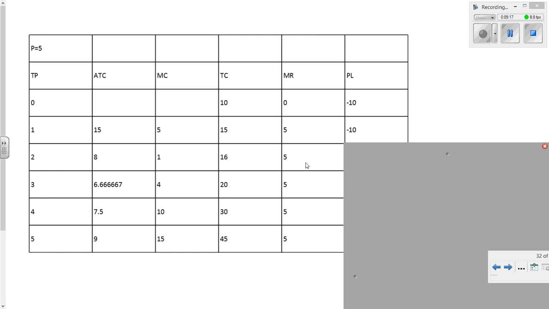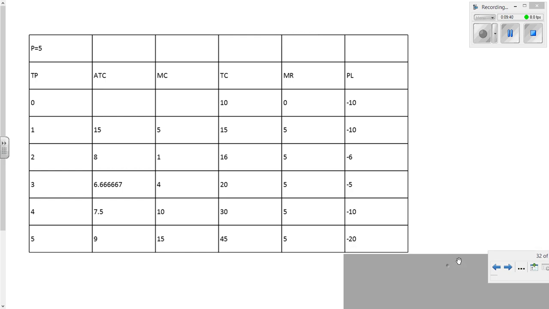At the second unit of production, we gain 5 more in revenue. We lose $1 in cost, so that's 4. 4 plus negative 10 is negative 6. And also, again, you can use the other method of calculating this, which is take 5 minus 8, which is negative 3, times 2, gets you negative 6. And so on and so forth.